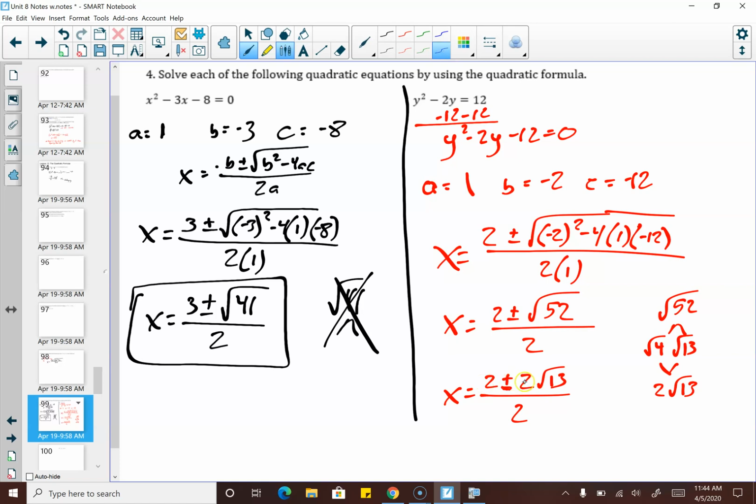Now you look at all the numbers that are not underneath the radical, and you look to see if you can divide them by everything. Well, obviously, if they're all 2's, we can divide them all by 2, and that gives us 1 plus or minus. Now you could put 1 square root 13, or you just have to put square root of 13, and then you don't have to put over 1, so there is our answer.